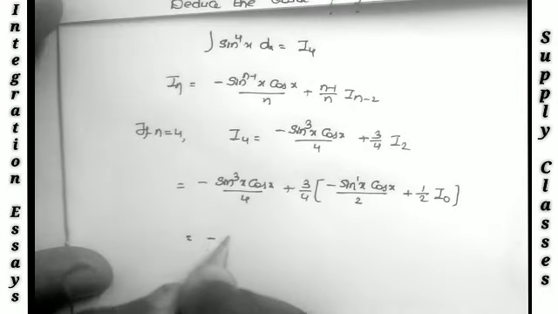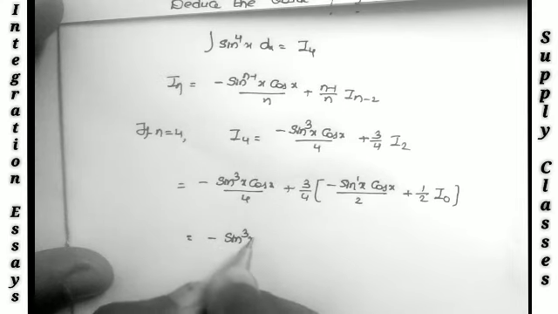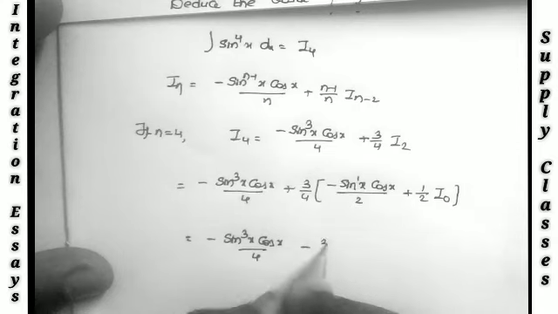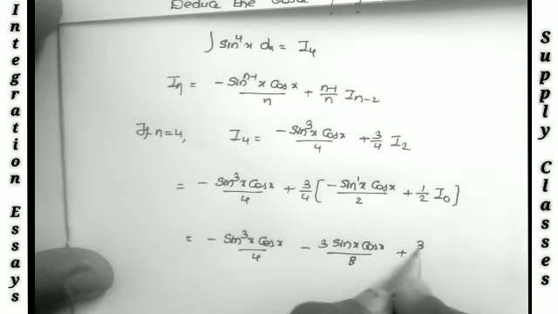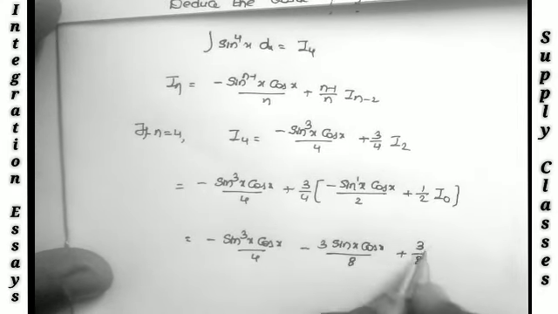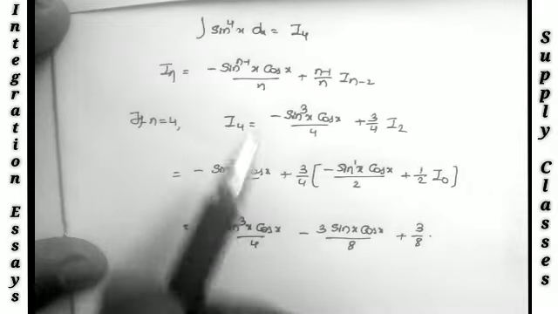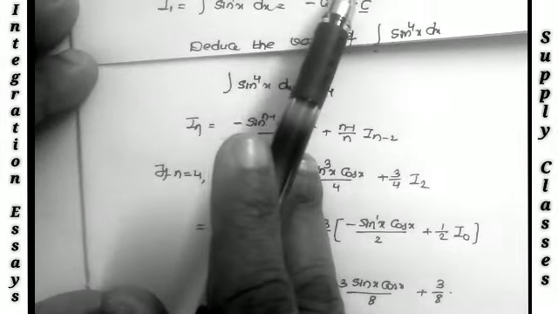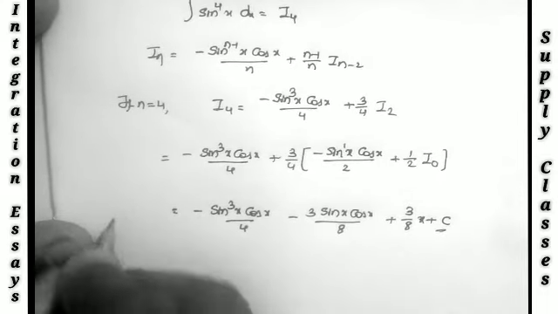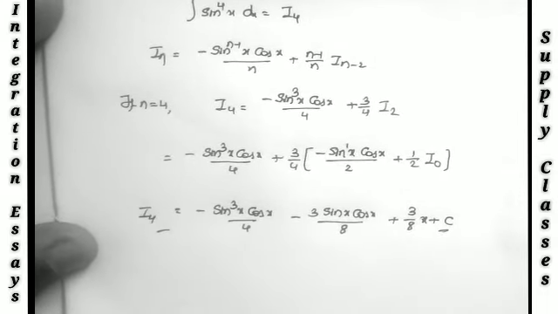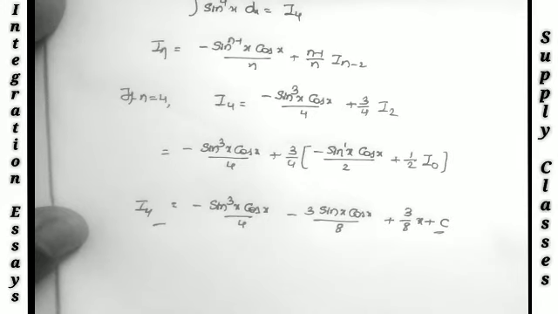Which is equal to minus sin cube x cos x by 4 plus, now multiplying these values here, minus 3 sin x cos x by 8 plus 3 by 8 into I_0, multiplying by the 3 by 4 here. But what is the value of I_0? Here we already found the value I_0 is equal to x plus c. That's how this is the value of I_4. The most important essay question for 7 marks. I will continue the next problem in the next video.